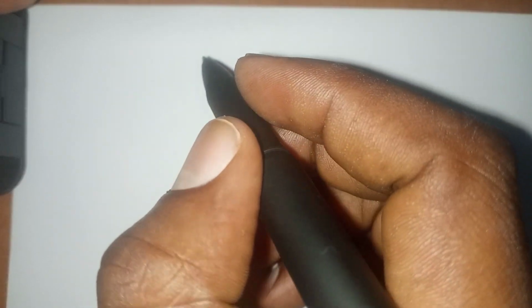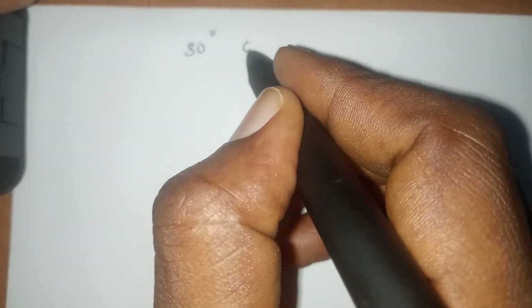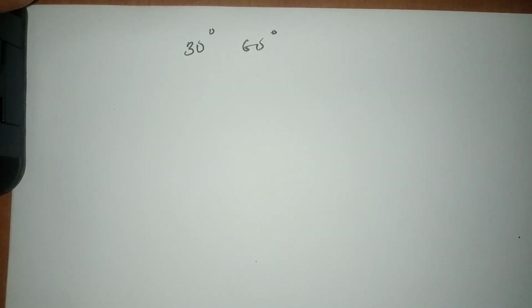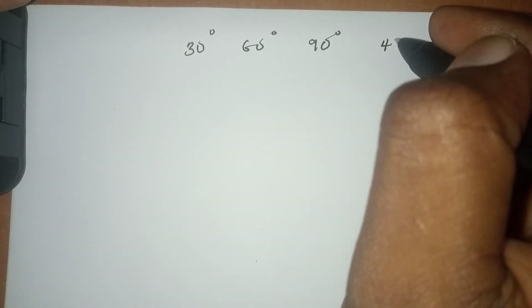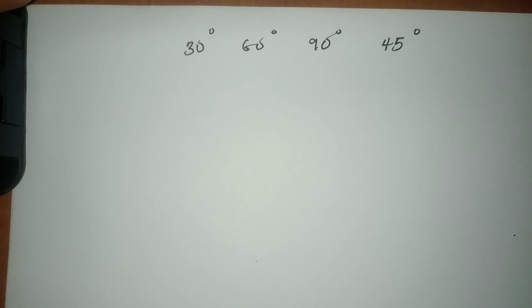Now, today we're going to look at the memory tips for sine, cosine, and tangent of special angles. When I mean special angles, I mean angle 30 degrees, angle 60 degrees, angle 90 degrees. All right. And we're going to look at angle 45 degrees. All right, so let's start.